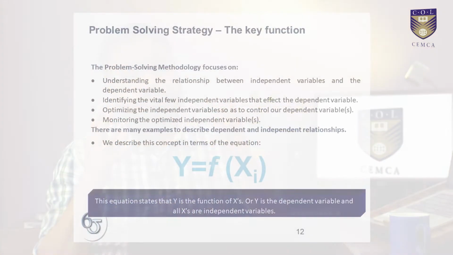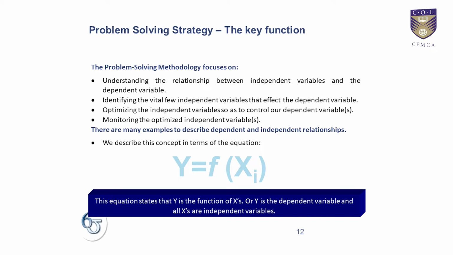Now, this entire methodology of Six Sigma, or the DMAIC principle, which is about improving a process or a product quality, revolves around a very common principle, or I would say a very simple equation, called y equal to f(x), that you can see on the screen here. We call it the key function or the key equation.